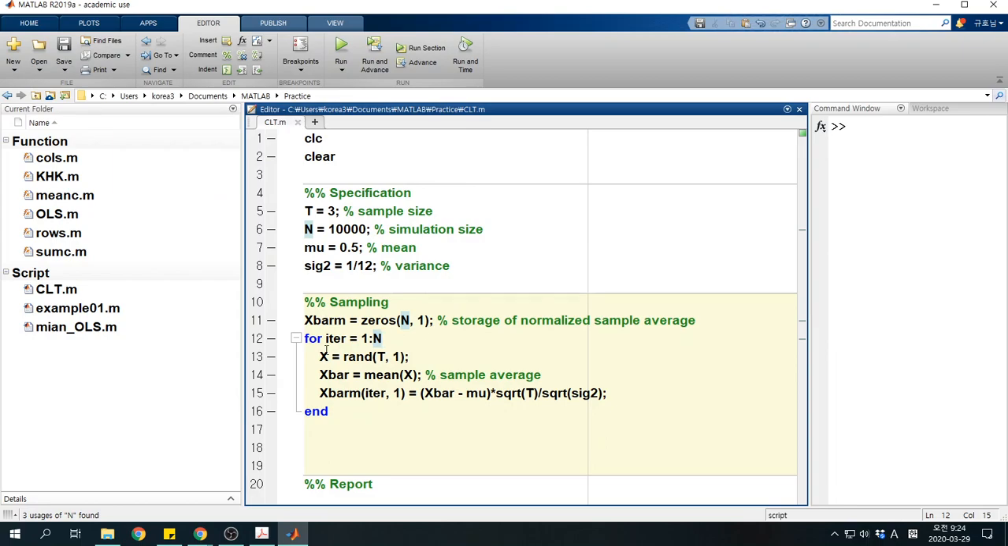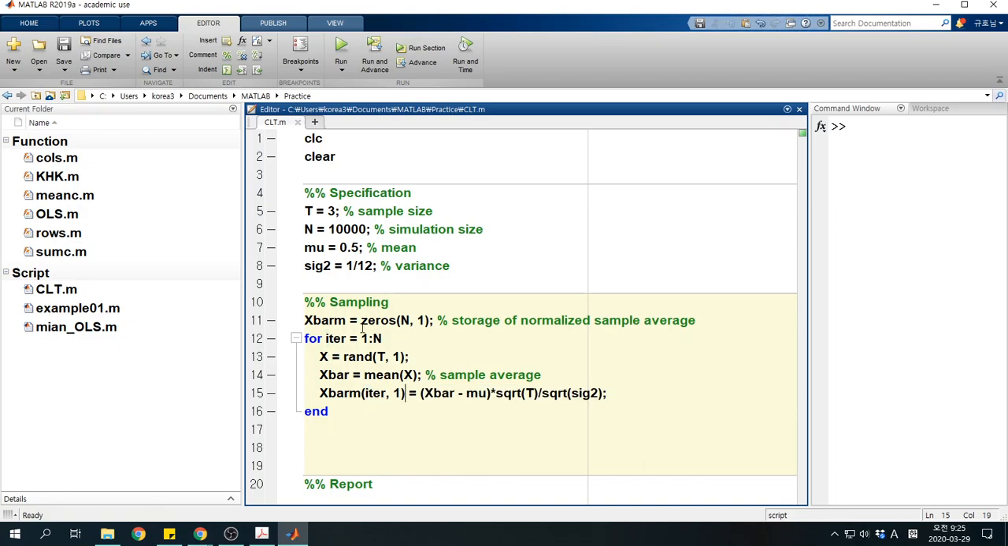Here again, ITR begins at 1. The next line: capital T samples are drawn from this uniform distribution, and then the sample average is computed and assigned to x bar. Then we compute x bar minus mu times square root of capital T divided by square root of sigma square. And then it's saved where? ITR is 1, so 1 comma 1.